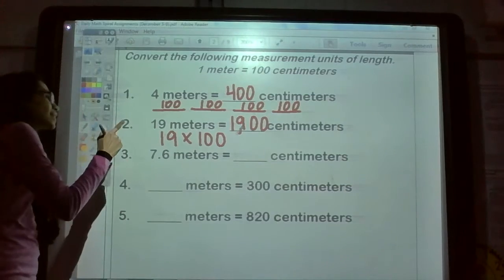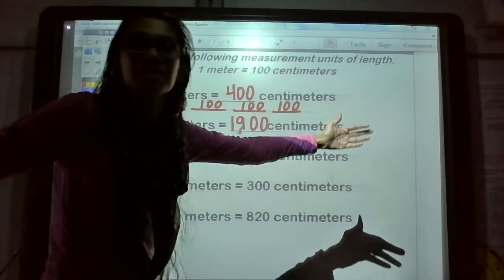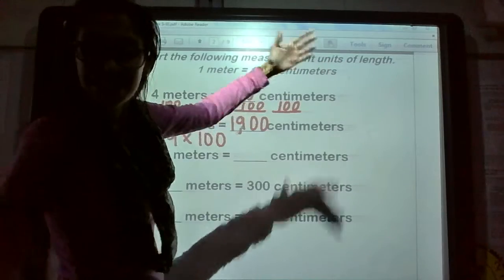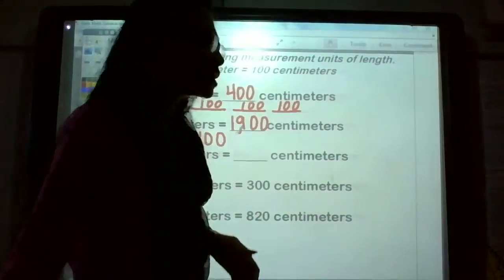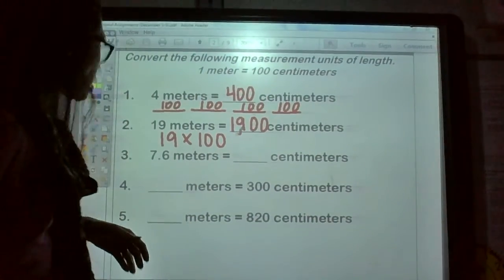1,900. So if I had 19 meters, 19 of these, that is 1,900 centimeters. That means 1,900 of those. That's a lot of centimeters. Let's look at the next one.